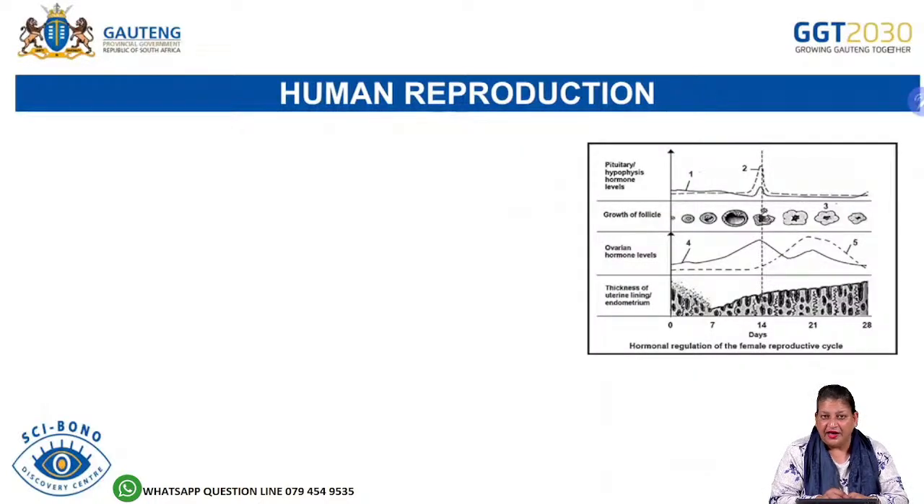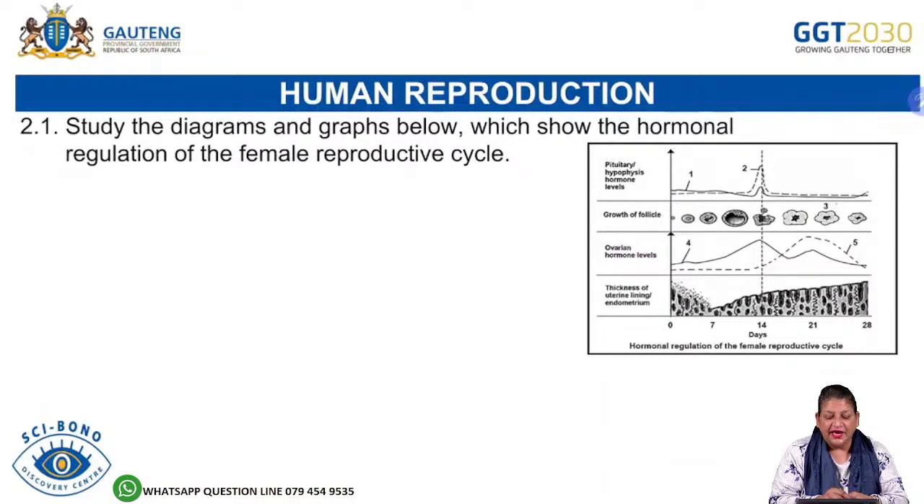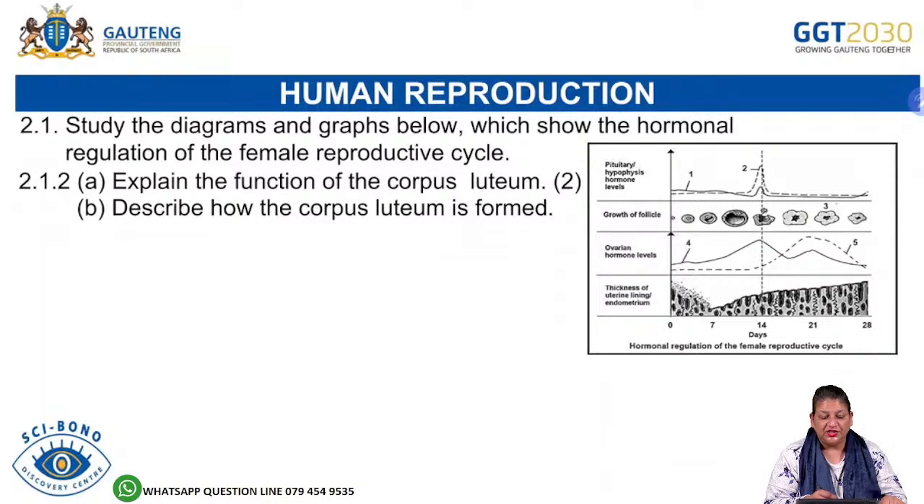Again, the same graph on the menstrual cycle, very common in your books, in the Mind the Gap, in your DBE books. You find the very same menstrual cycle diagram, right? So study the diagrams and graphs below, which show the hormonal regulation of the female reproductive cycle. In other words, these 4 hormones are controlling the entire menstrual cycle. Now let's look at the question.